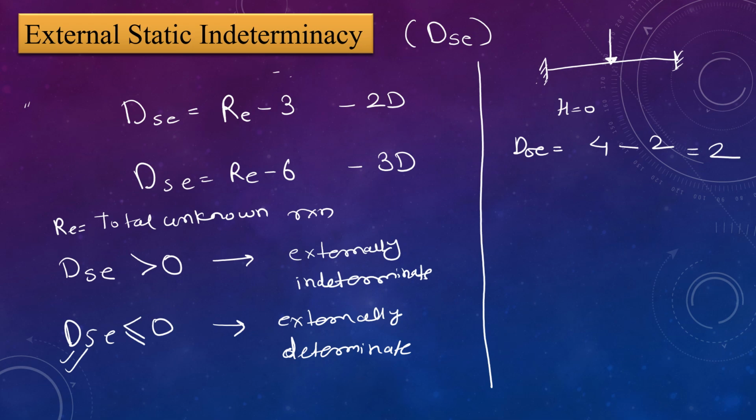So if a fixed beam is subjected to a point load, then that beam is externally indeterminate by 2 degrees.